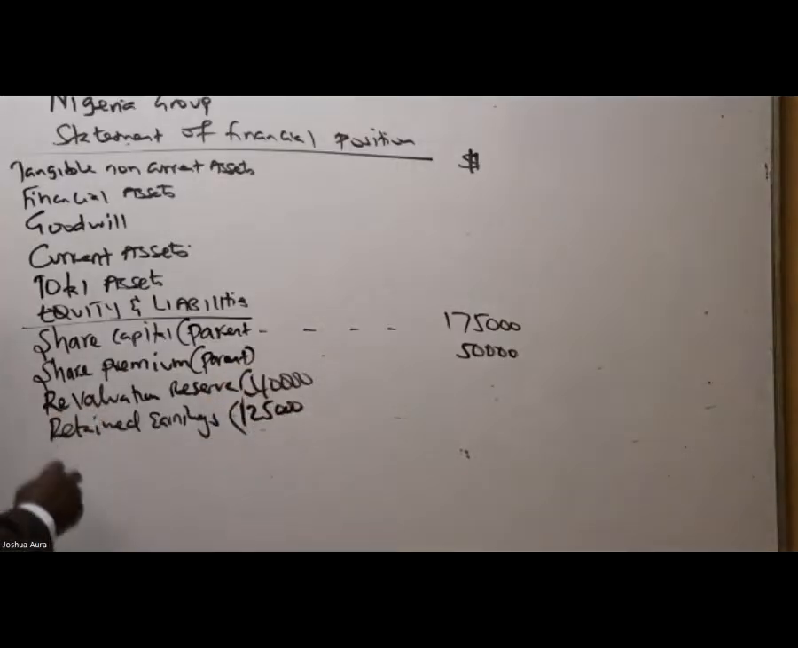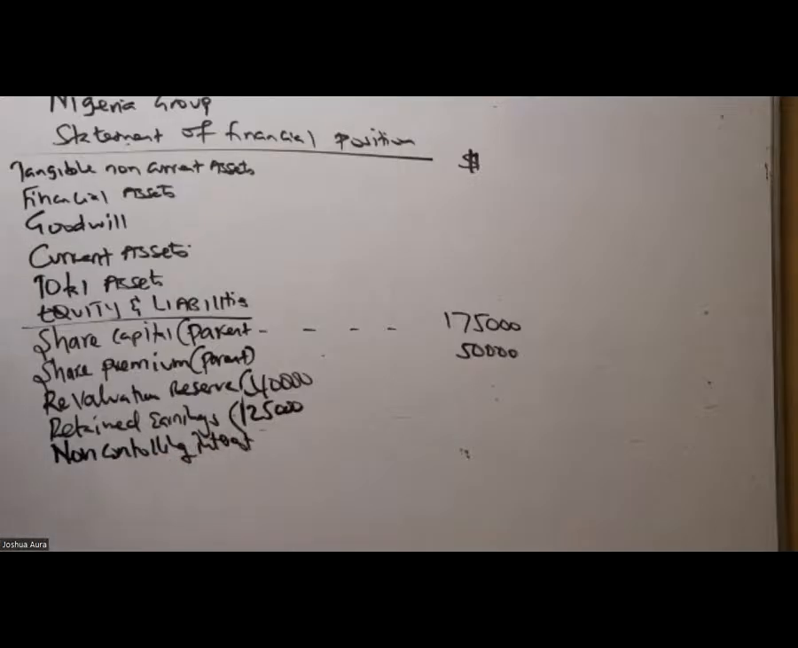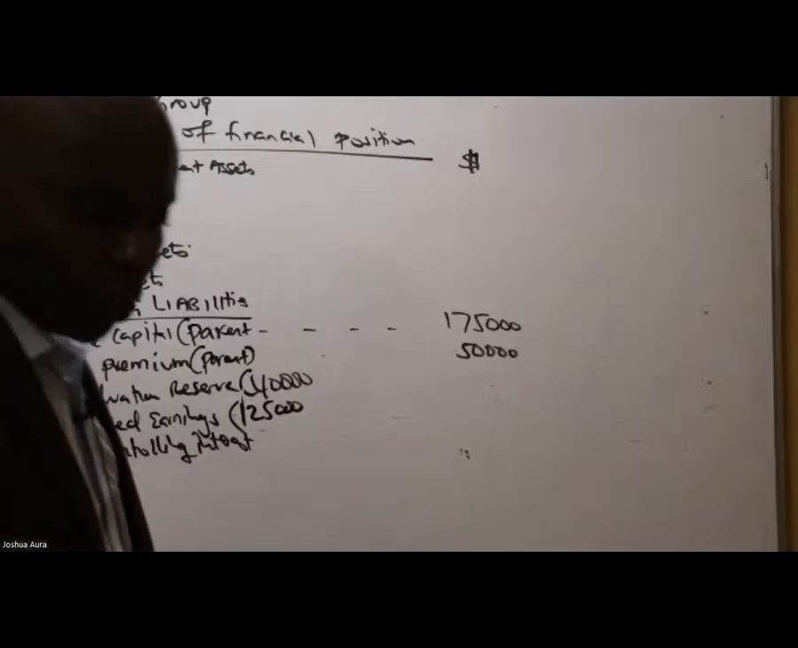Under equity, don't forget the non-controlling interest has to come there. Non-controlling interest is part of permanent source of funds. And from there, we go to the liabilities. So liabilities, what do we have?